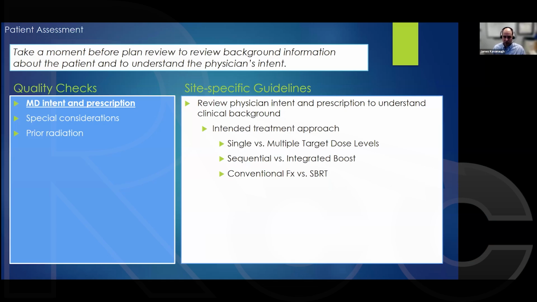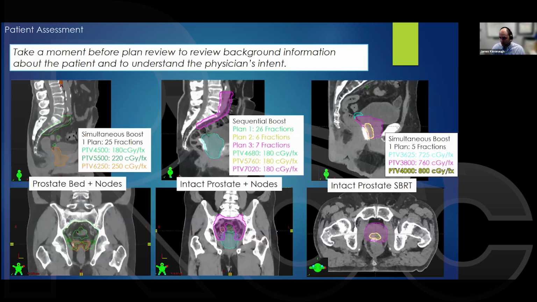and boosted to subvolumes such as the prostate or the nodes, where you have to make multiple plans along the way that treat the smaller volumes as we progress, versus more of an integrated boost, which is a more modern approach where we can treat it all in one plan, but now we're controlling different dose levels per plan. And is it going to be conventional fractionation versus SBRT? That can change a lot of things with our dose goals.